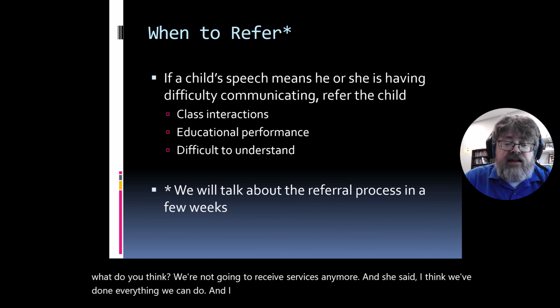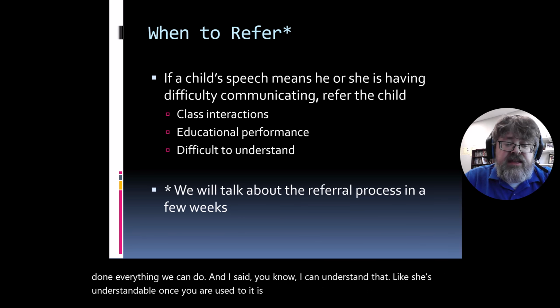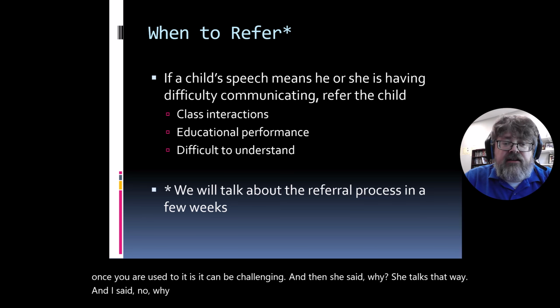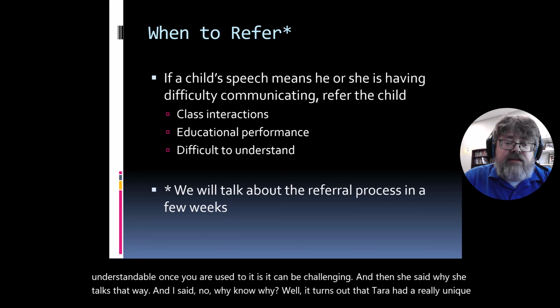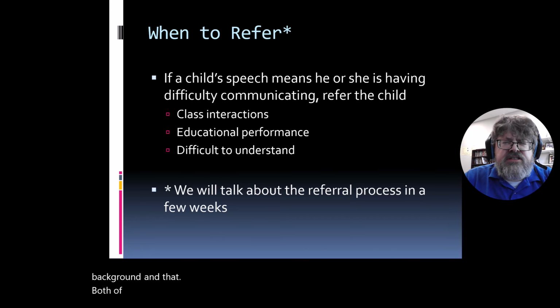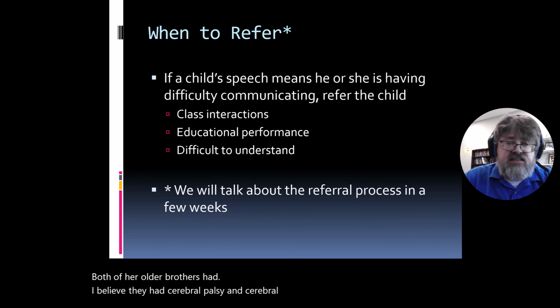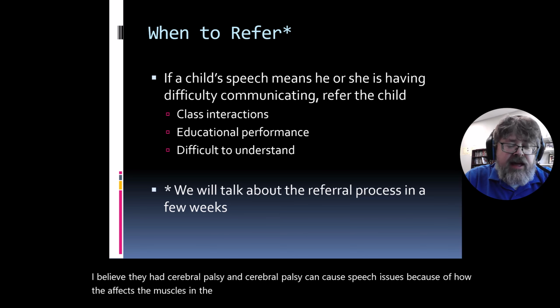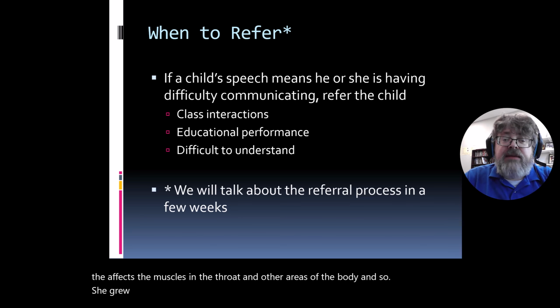And I said, I can understand that. Like, she's understandable once you are used to it. It can be challenging. And then she said, you know why she talks that way? And I said, well, no, why? Well, it turns out that Tara had a really unique background in that both of her older brothers had, I believe, cerebral palsy. And cerebral palsy can cause speech issues because of how it affects the muscles in the throat and other areas of the body. And so she grew up imitating her brothers.